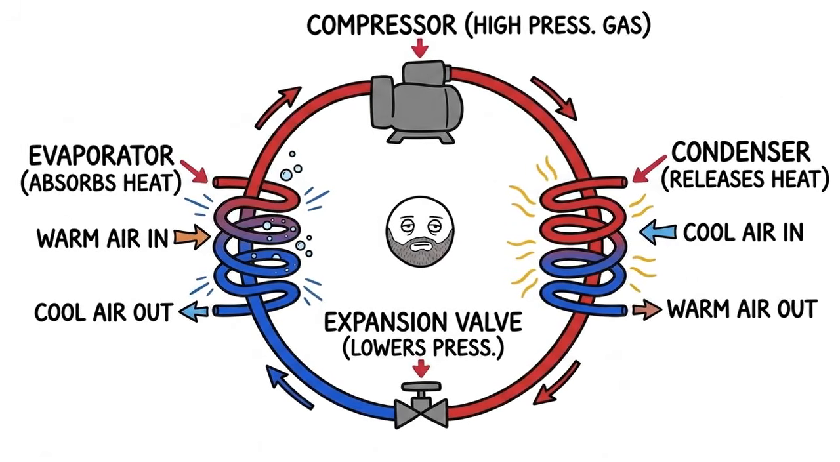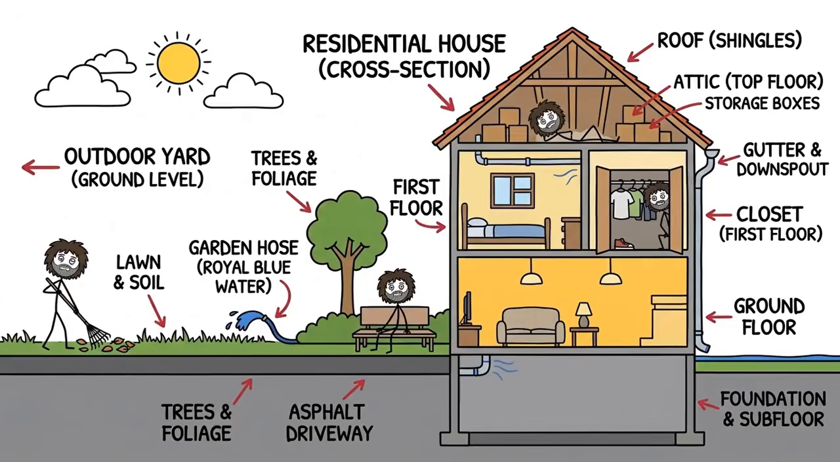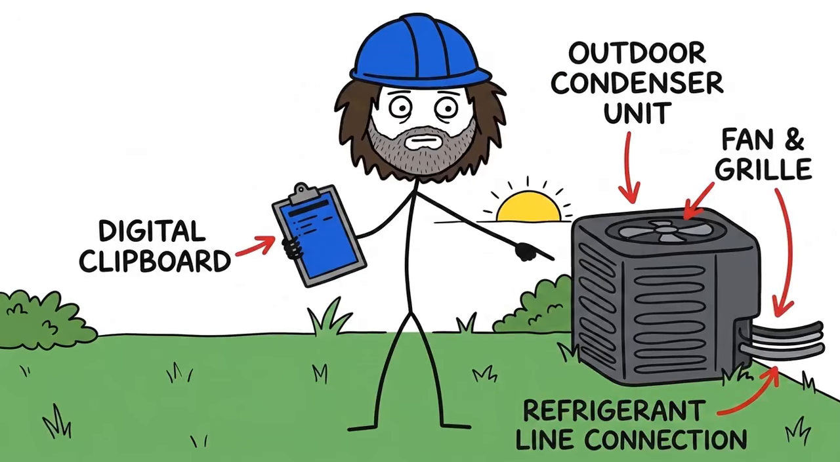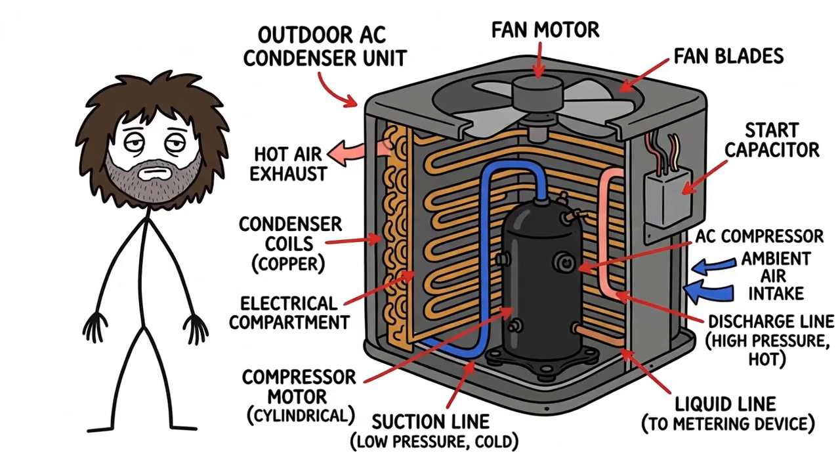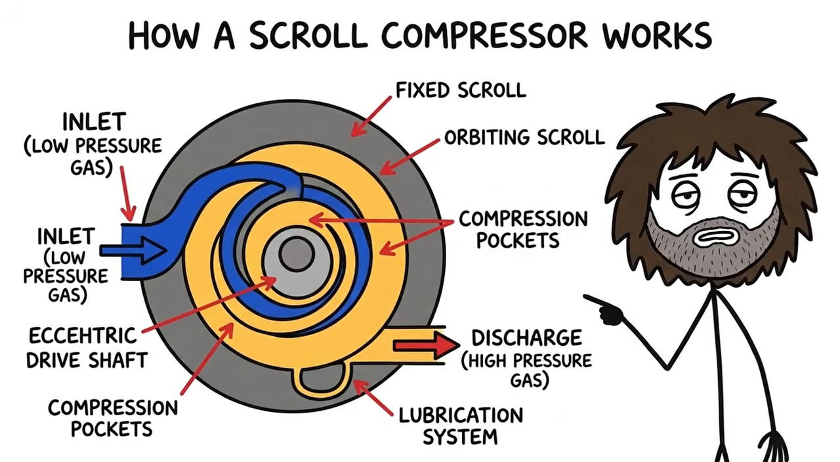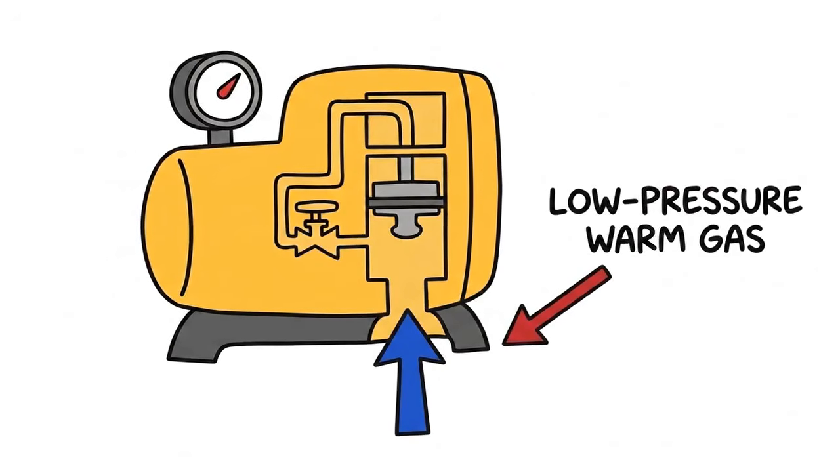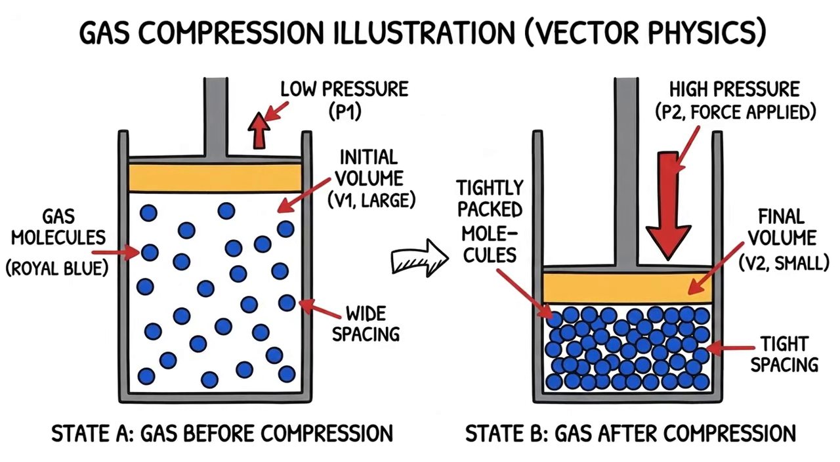Refrigerant has a unique physical property. It boils and turns from liquid to gas at extremely low temperatures. When any liquid boils into a vapor, it absorbs a massive amount of thermal energy from its surroundings. Conversely, when that vapor condenses back into a liquid, it releases all of that stored heat energy outwards. Your HVAC system continuously cycles this refrigerant between a liquid state and a gaseous state inside a sealed loop.